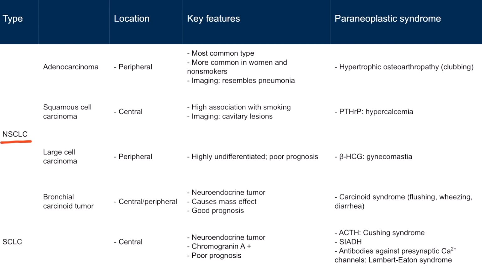Adenocarcinoma is the most common type of non-small cell lung cancer and is usually found peripherally. It's also the most common type of lung cancer in women and non-smokers. On imaging, adenocarcinoma can resemble pneumonia, with a chest X-ray showing hazy infiltrates. This type of tumor contains mucin-producing cells and therefore is positive on mucin stains. The paraneoplastic syndrome associated with this subtype is hypertrophic osteoarthropathy, also known as digital clubbing.